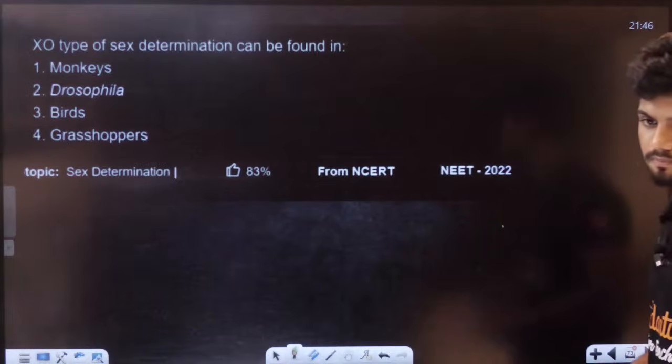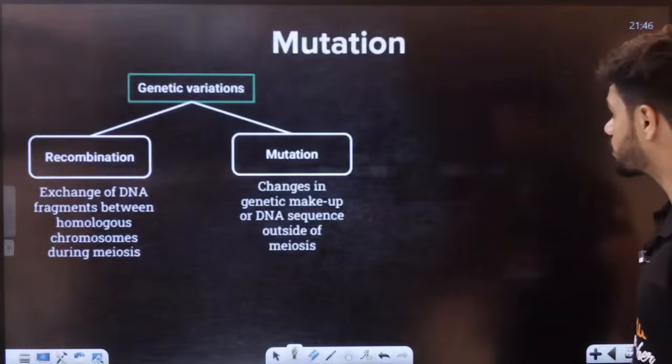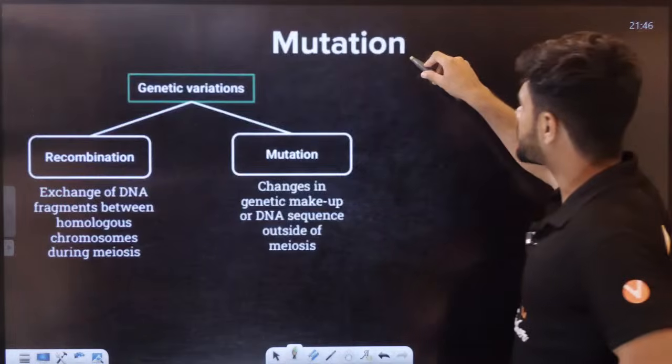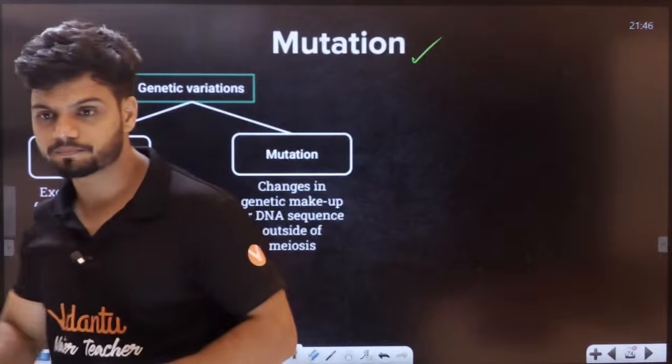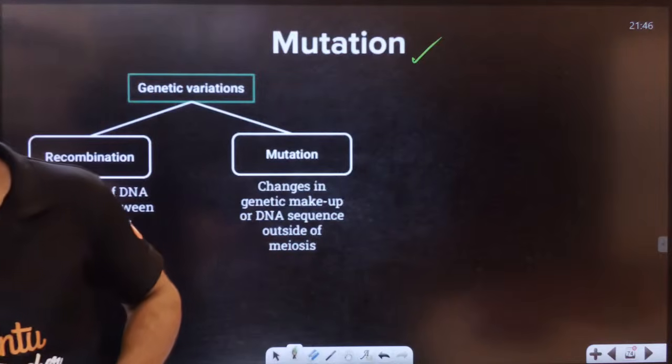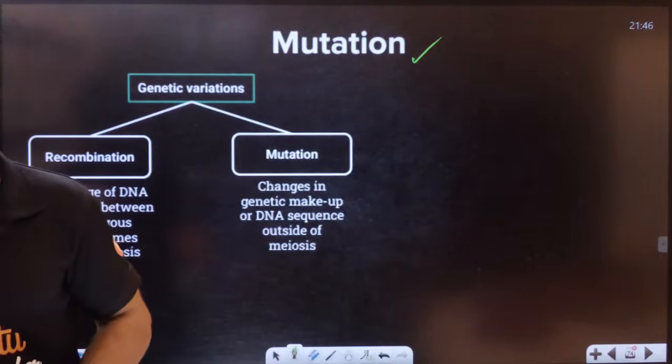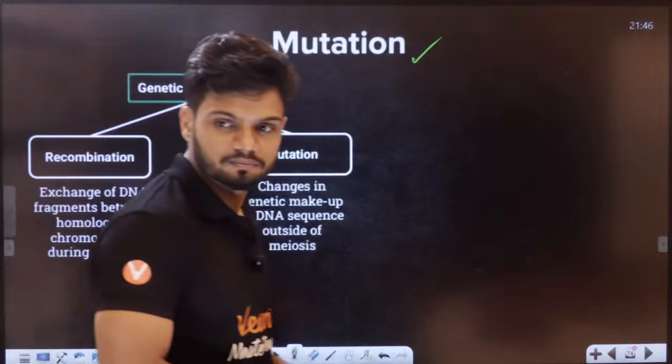Okay, easy. Okay, students. Now we come to mutation. The next topic is called mutation. Shall we start, students?